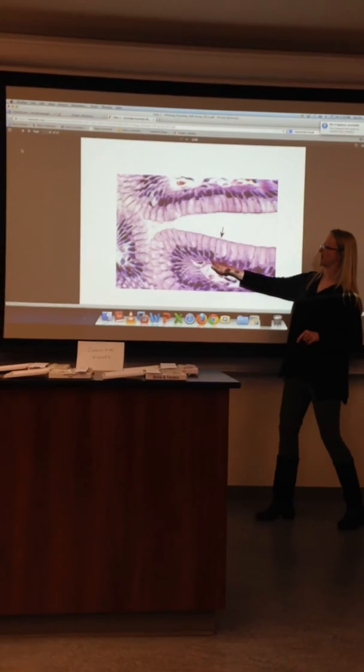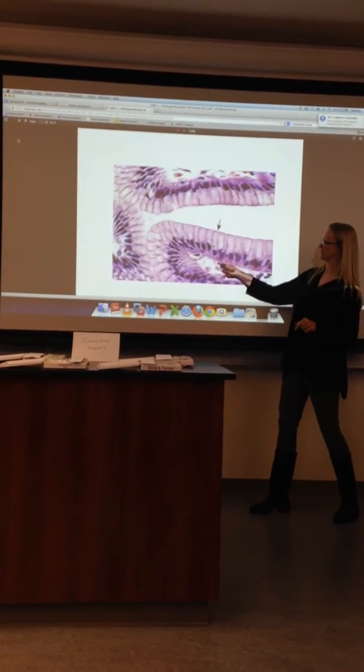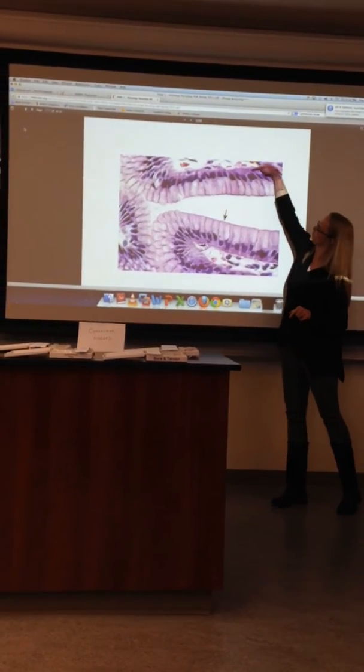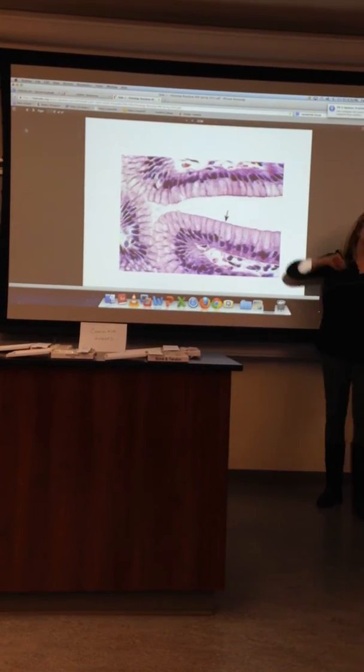These are all the nuclei, and the basement membrane is down here. Or the basement membrane is up here. These are the nuclei.